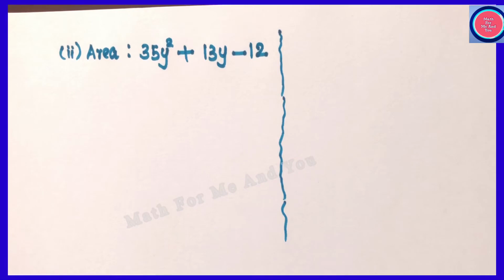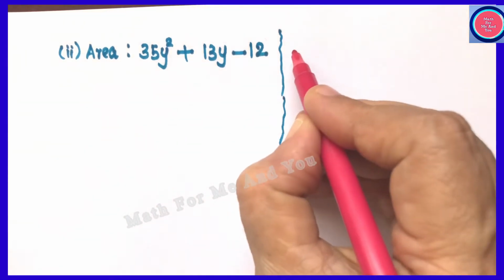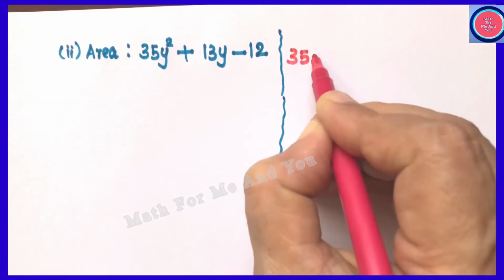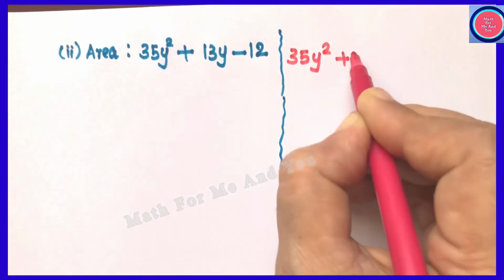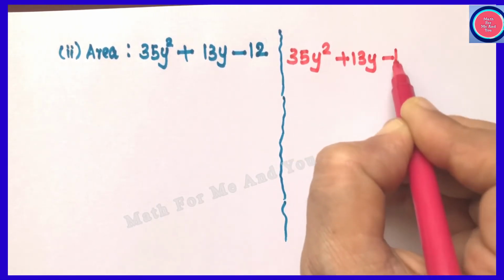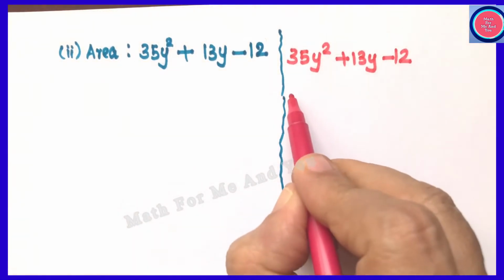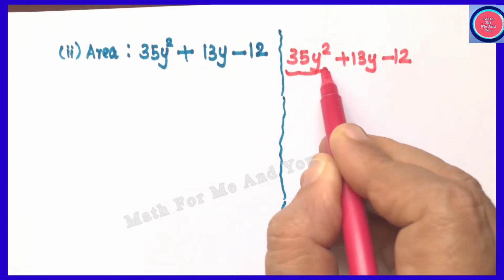In part 2, the given area is 35y square plus 13y minus 12. We have to find the expressions for its length and breadth. So what we can do? We can factorize the given quadratic polynomial 35y square plus 13y minus 12. Same like previous question, we are going to factorize 35y square.